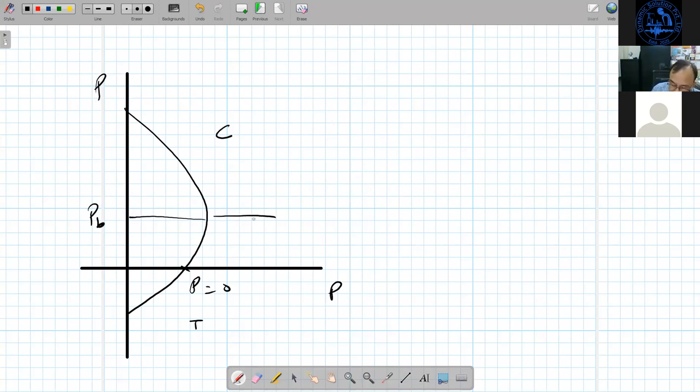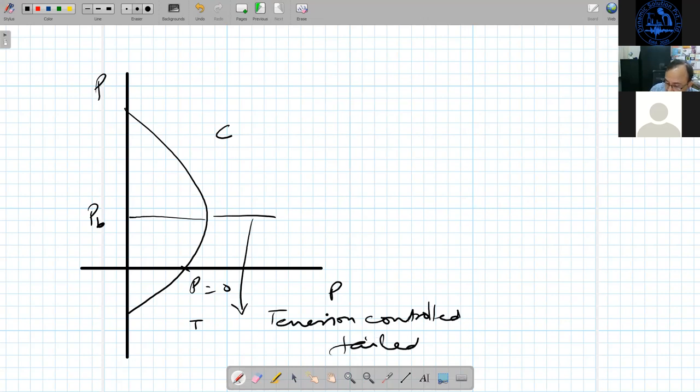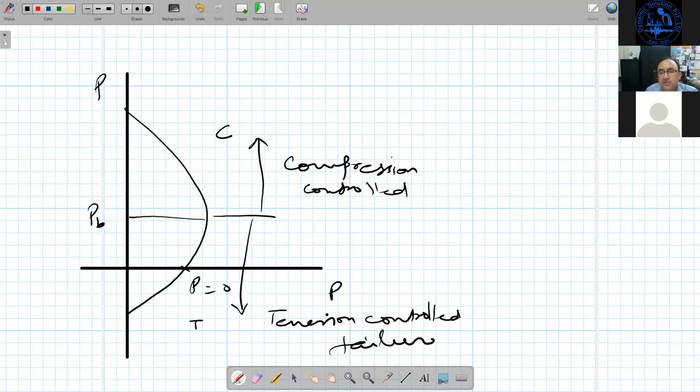So below this, the failure is governed by tension. So tension controlled failure. That means the steel is going to fail first. Above this, it is compression control. So in case of columns, we do not have under reinforced and over reinforced columns. Why? Because the reinforcement in any case is provided uniformly on the four faces. So we cannot have under reinforced or over reinforced.